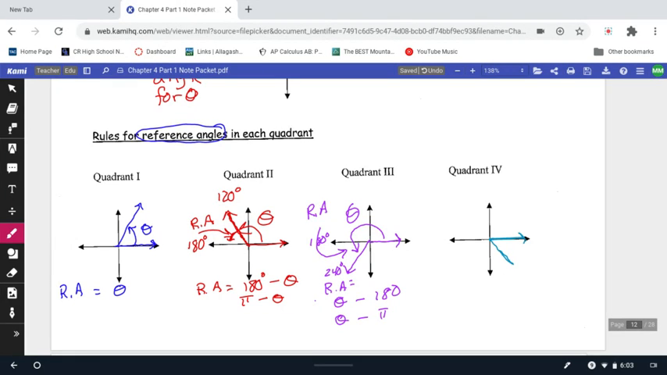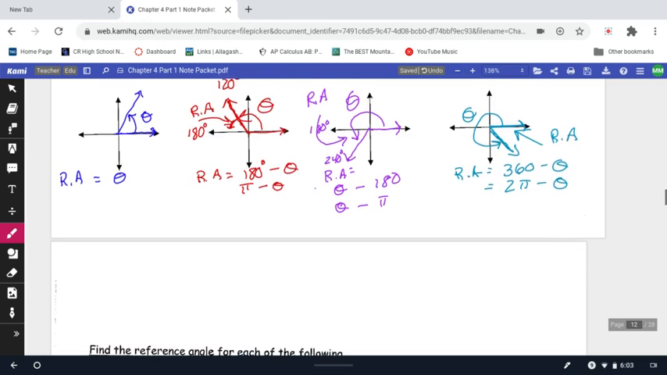Fourth quadrant, here's theta. So here's the reference angle, right there. The reference angle for this one is going to be equal to 360 minus theta, or 2 pi minus theta. Okay, so that's how you figure out all reference angles.